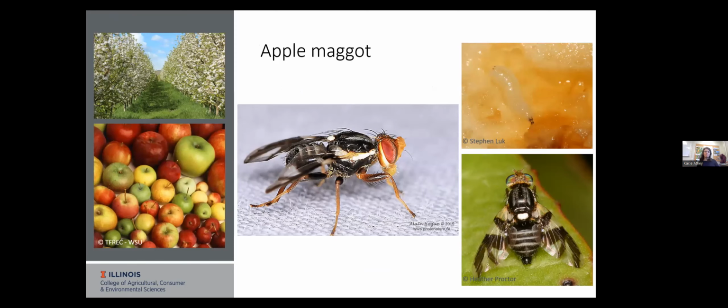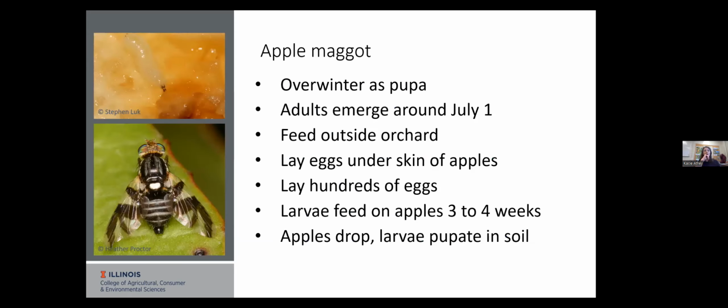So the next pest that you may deal with is apple maggot. And you can see the adult fly in these pictures. But the destructive pest, again, is the immature stage. So the maggot is the destructive life stage here. Generally speaking, the adults are emerging around the 1st of July, and they will feed outside the orchard until they start laying their eggs under the skin of apples.